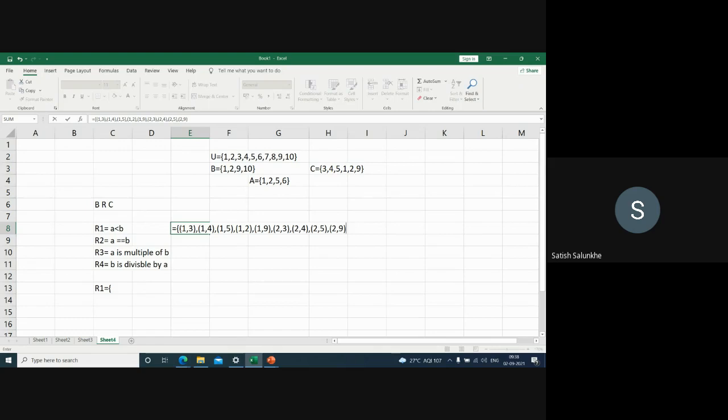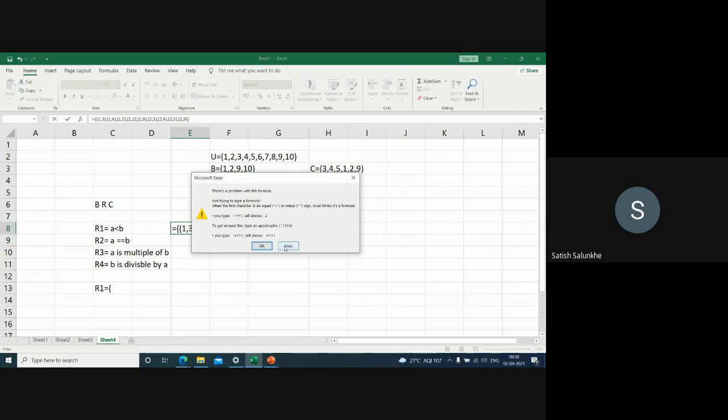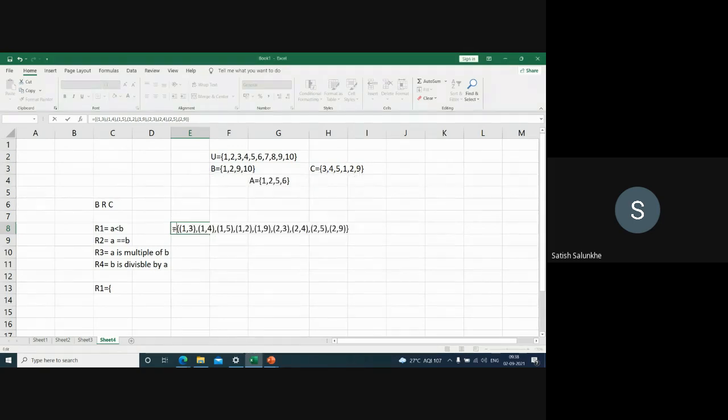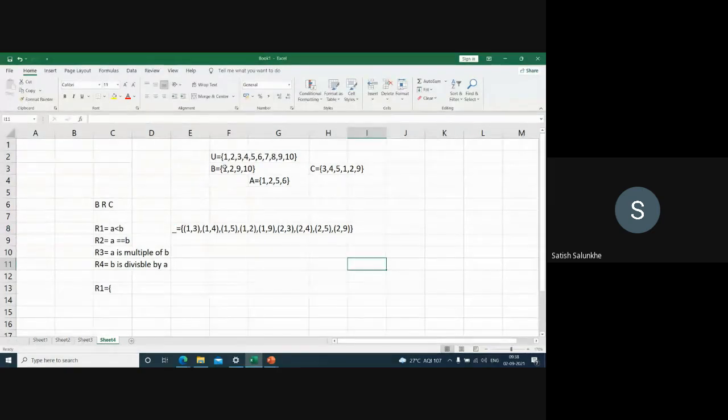Okay, so this is your set R1, which is a relationship from B to C. If you take the Cartesian product B cross C, definitely R1 is a subset of B cross C. So the cardinality of R1 is 1, 2, 3, 4, 5, 6, 7, 8, 9.